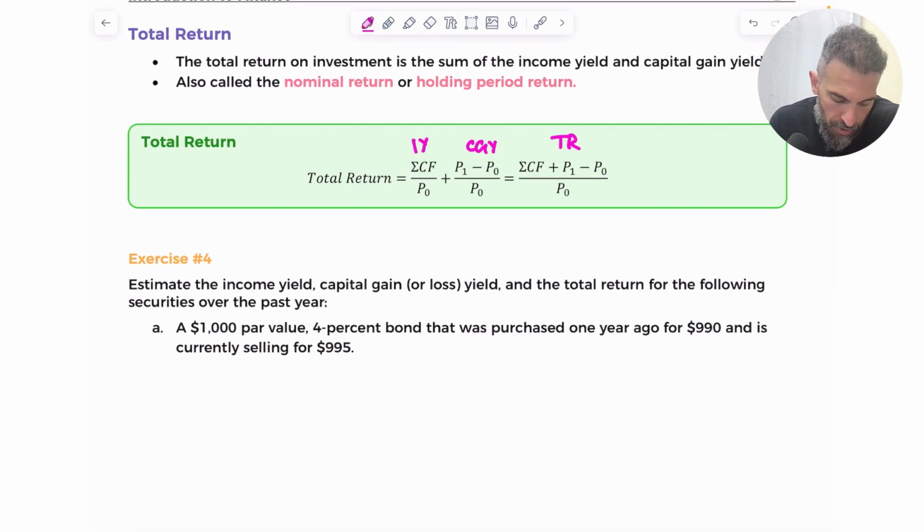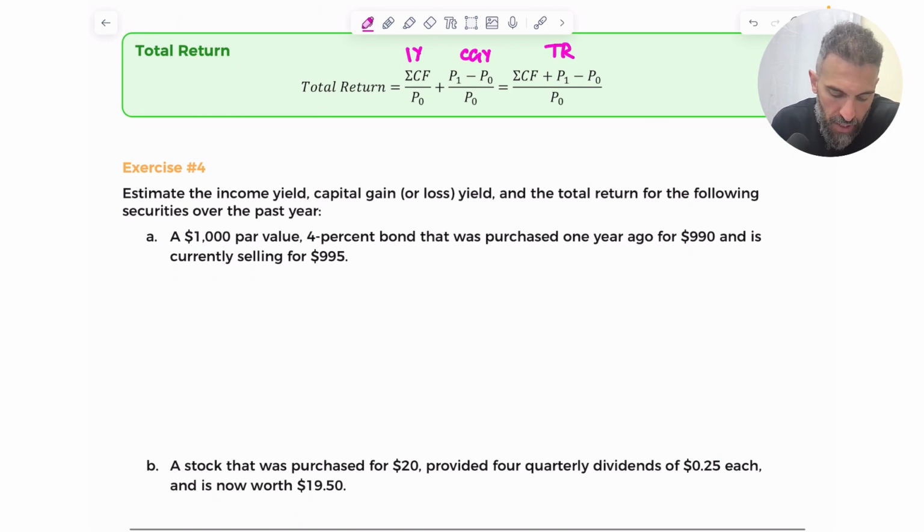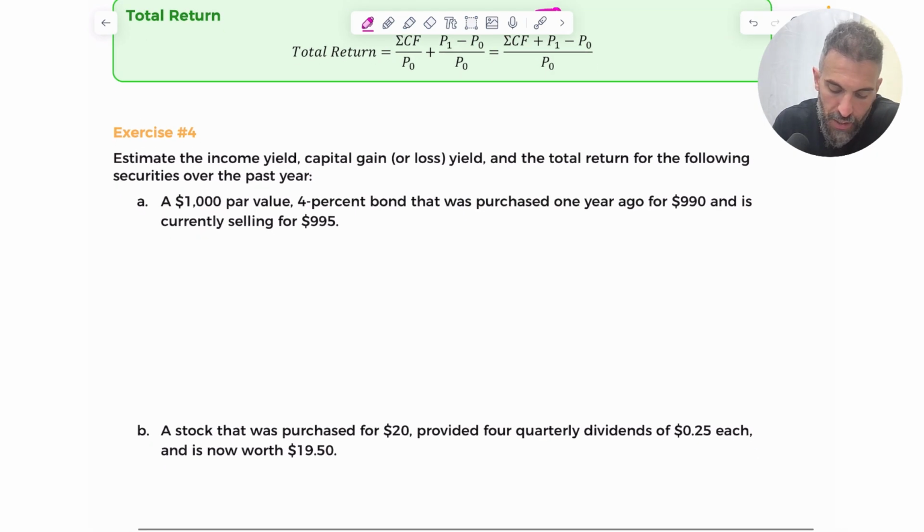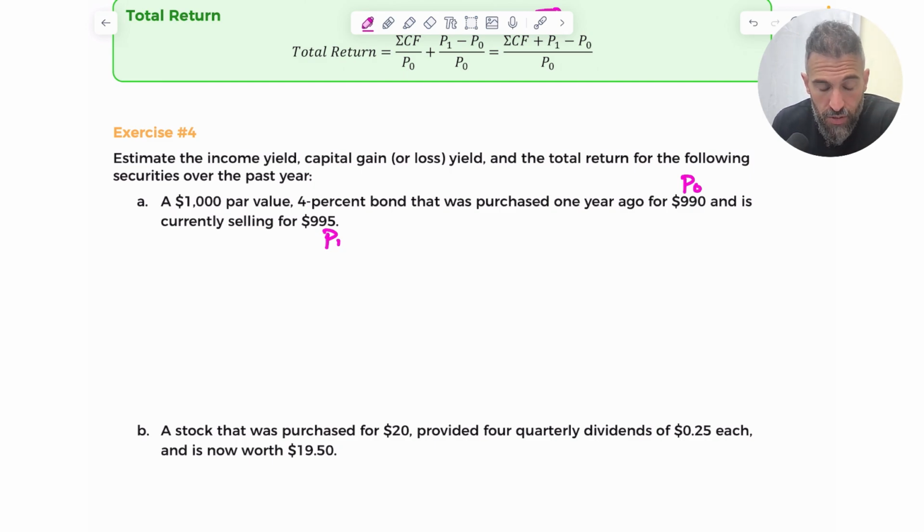So we'll use this example here. Estimate the income yield, capital gain yield, and total return for the following. So you have a $1,000 par value 4% bond that was purchased a year ago for $990. So that's the original price. Today it's selling for $995. That's your new price. Now bonds, we learned about bonds in the previous chapters. So what is the payment on this bond?